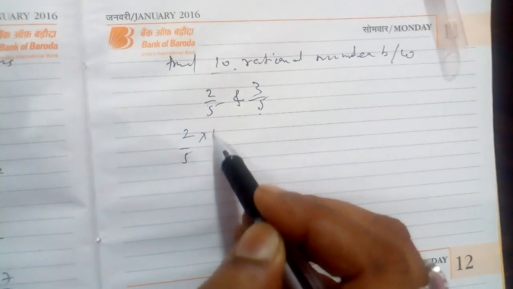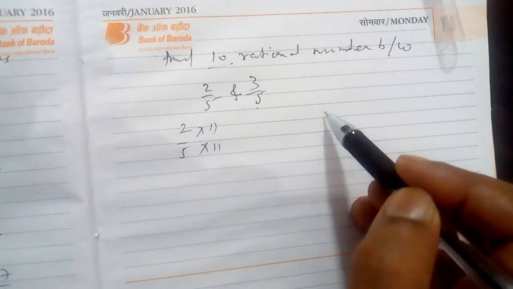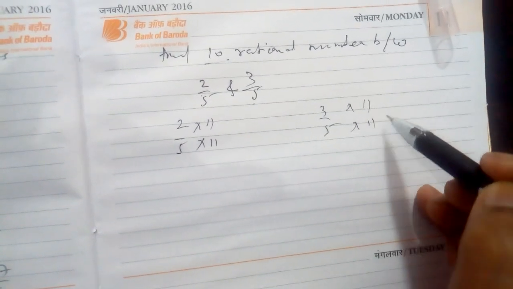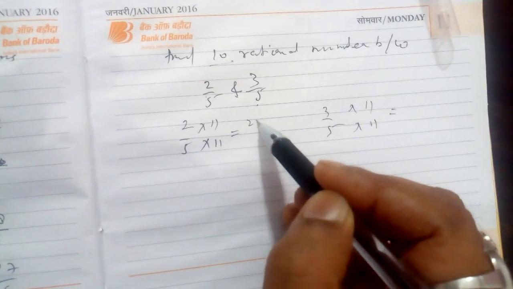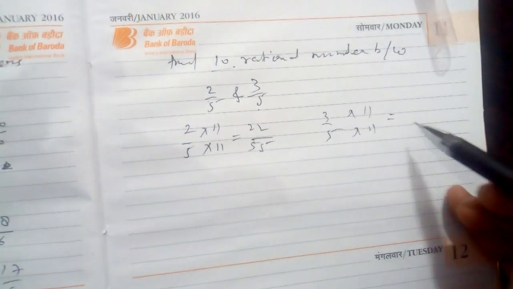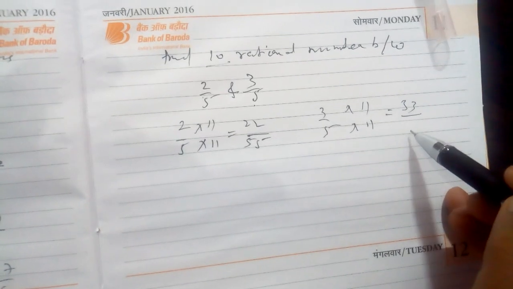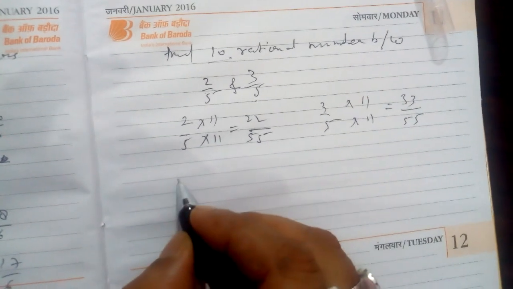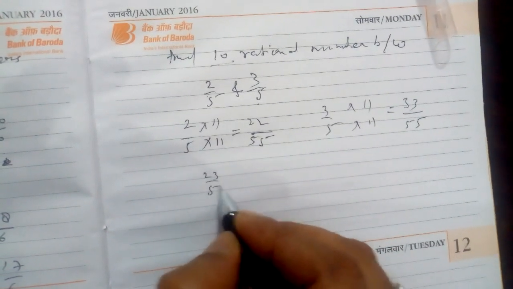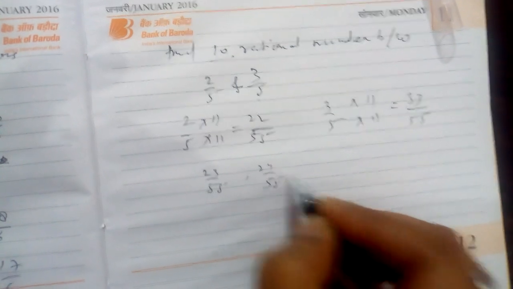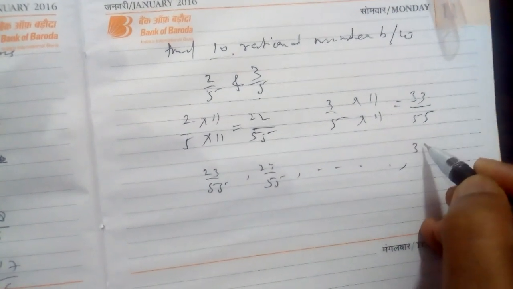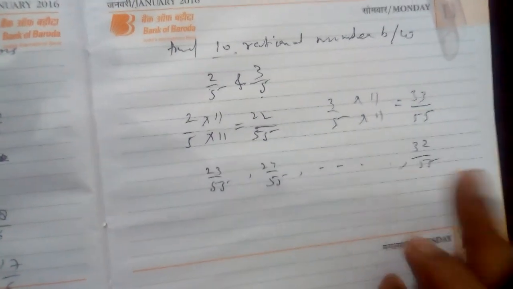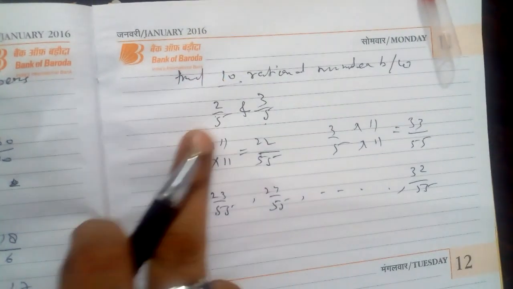I have told you, 2 by 5 into 11, because both have the same denominator. If they do not have the same denominator, then there is another rule. 11 2s are 22, 11 5s are 55, 11 3s are 33, 11 5s are 55: 22 and 33. So in between, 23 by 55, 24 by 55, up to 32 by 55, you are getting 10 rational numbers, not 11, because they are consecutive numbers.